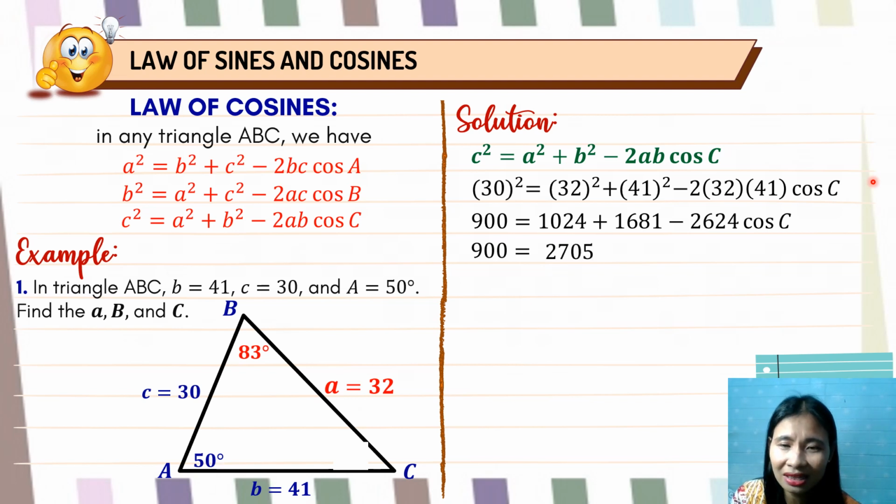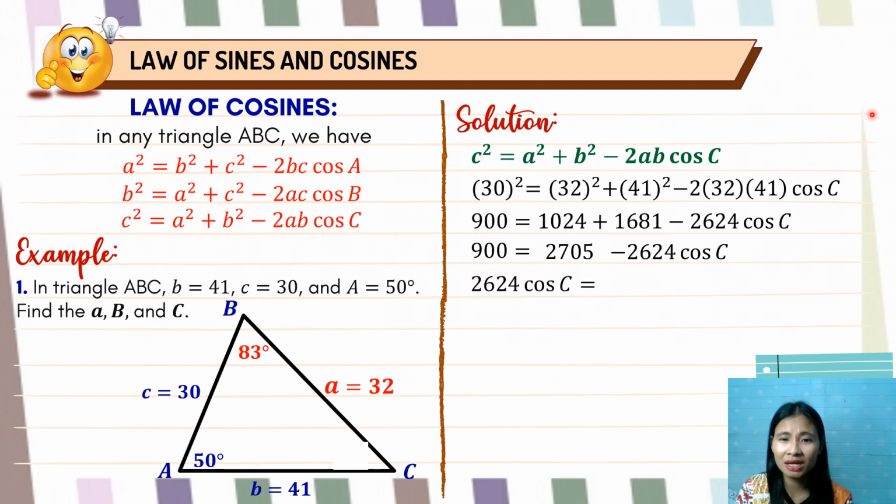So this will be 900 is equal to 1024 plus 1681, that's 2705, minus 2624 cosine C. Same as what we did with angle B, transpose negative 2624 cosine C to the other side of the equation, that becomes positive. And 900, transpose it to the other side, that also becomes negative 900.